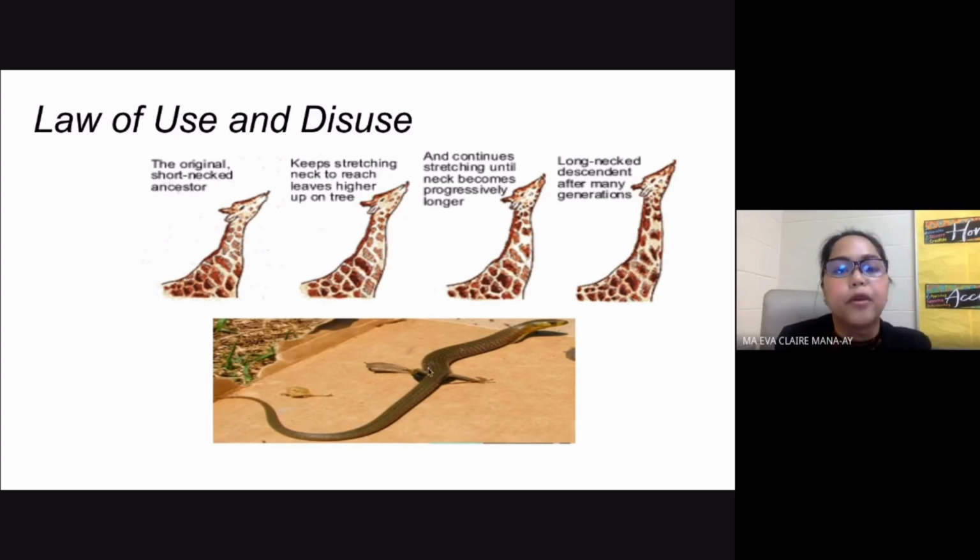Another example for this would be the feet in snakes. People believed that a long time ago, snakes actually had feet. But since they were not using these feet, eventually, the modern day snakes that we have now do not have feet anymore. So that's the law of use and disuse according to Lamarck.